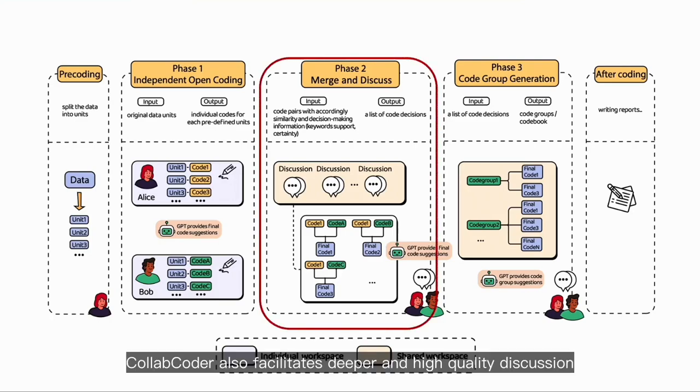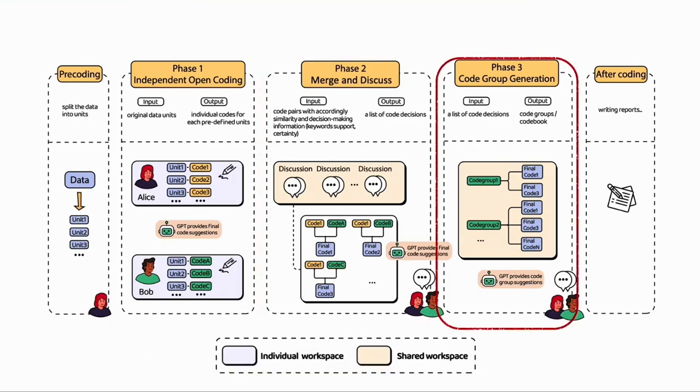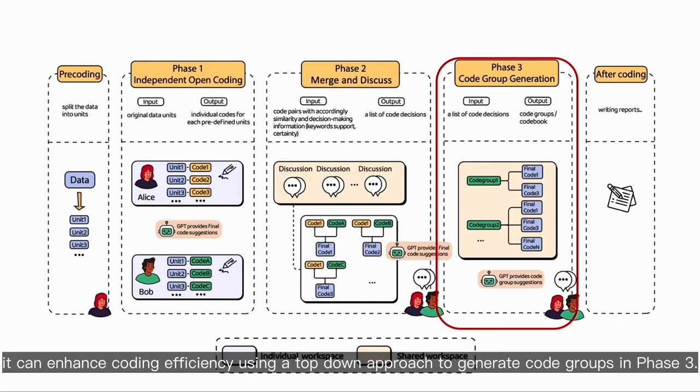CollabCoder also facilitates deeper and high-quality discussion via a shared workspace. It also aims to generate cost-effective, fair coding decisions and achieve fair user engagement. Lastly, with these code decisions, it can enhance coding efficiency using a top-down approach to generate code groups.